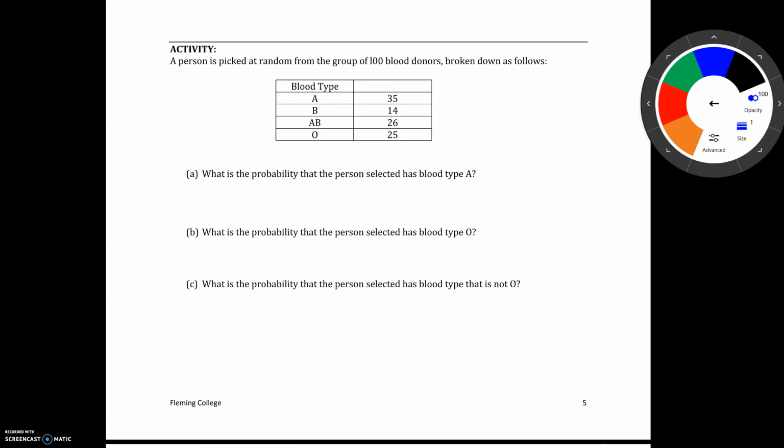So another quick activity for you to do, looking at this table of values, try and figure out the probability that a person has type A blood, the probability that a person has type O blood, and the probability that a person does not have type O blood. Pause the video and do your calculations now.